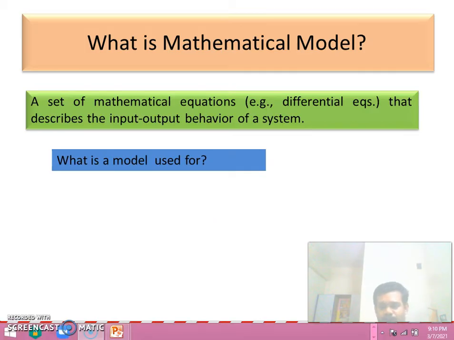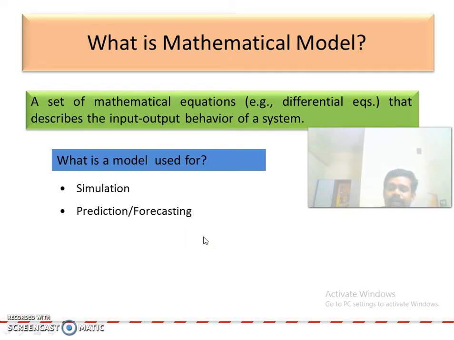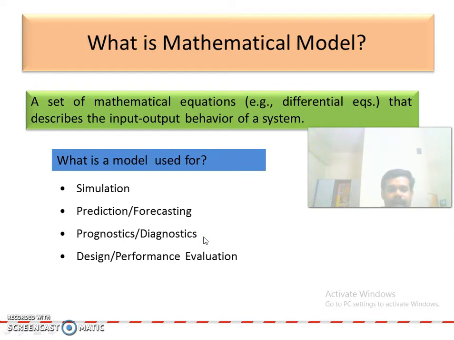Now, what are the uses of a model? We can use it for simulation, and for prediction and forecasting. We can use it for prognostics and diagnostics, and for design and performance evaluation. We can also use it for control system design.